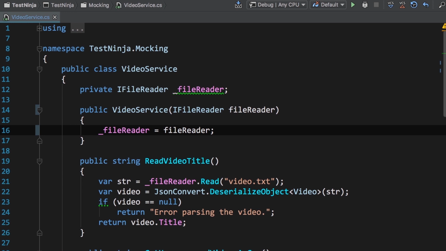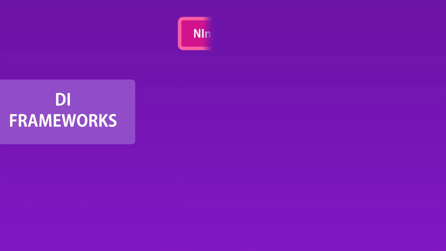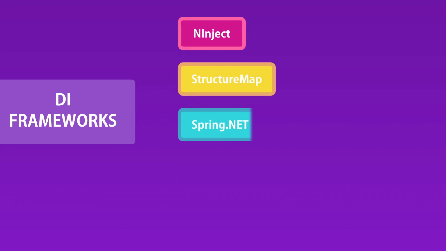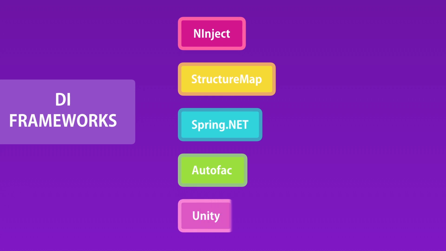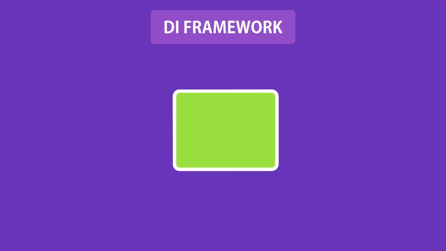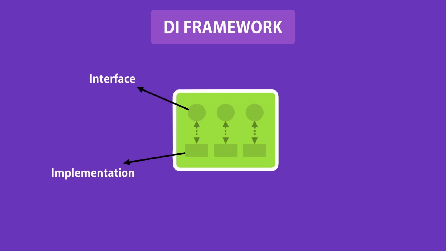So a dependency injection framework will take care of creating and initializing objects at runtime. There are various dependency injection frameworks out there. We have Ninject, we have StructureMap, Spring.NET, AutoFac, Unity, and so on. Almost all these frameworks follow the same principles. In a dependency injection framework, you have a container. This container is a registry for all your interfaces and their implementations. When your application starts, your dependency injection framework will automatically take care of creating object graphs based on the interfaces and types registered in the container.